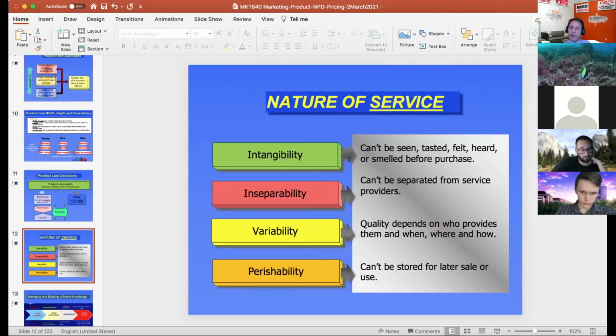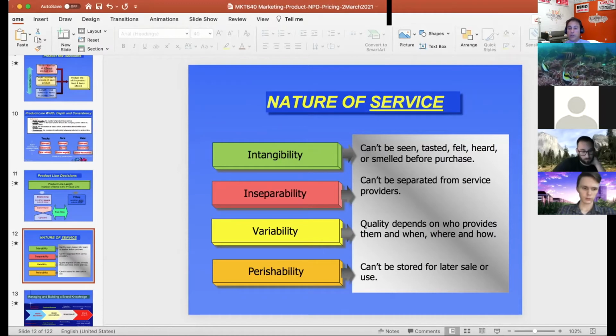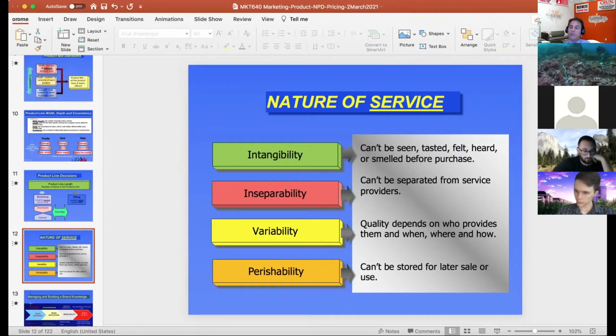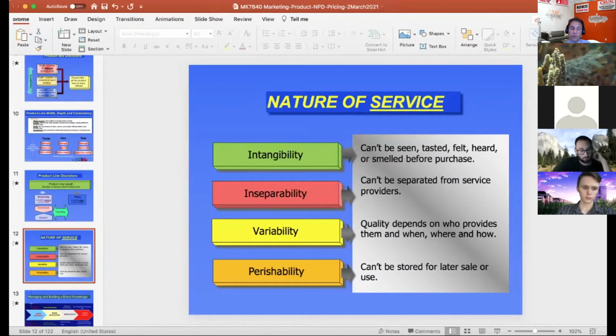Services are also broken down into four characteristics. So a service by definition is different from a good because it's intangible, which means that you cannot touch it. It's not physical, okay? So if you go to a concert, it is a service because you can't touch the music.